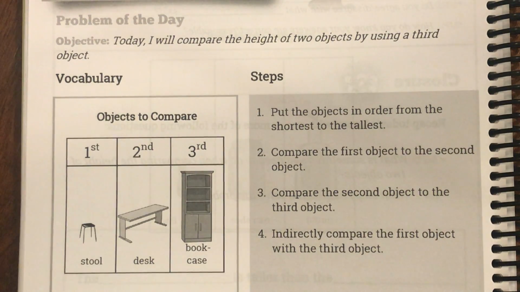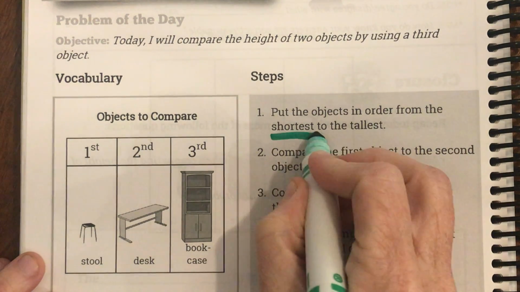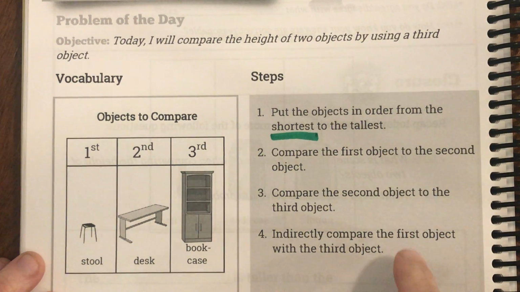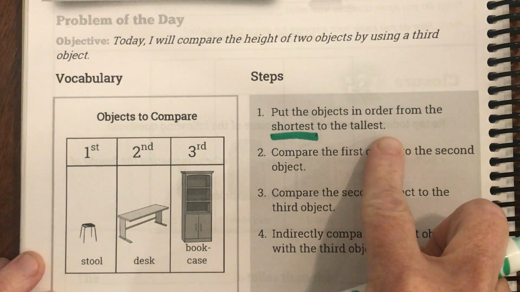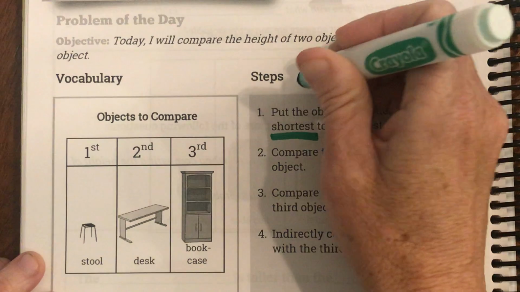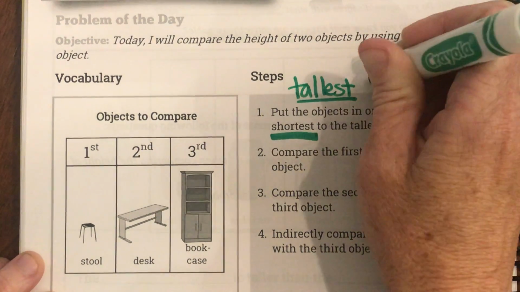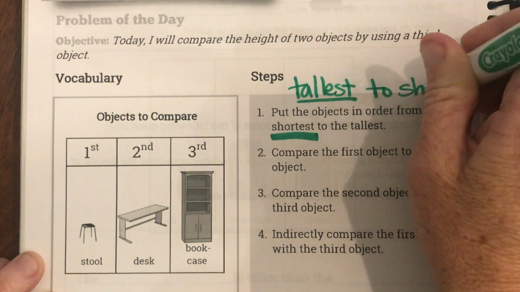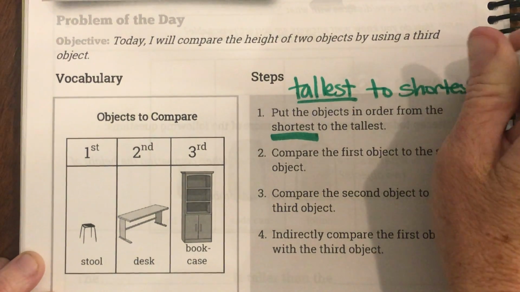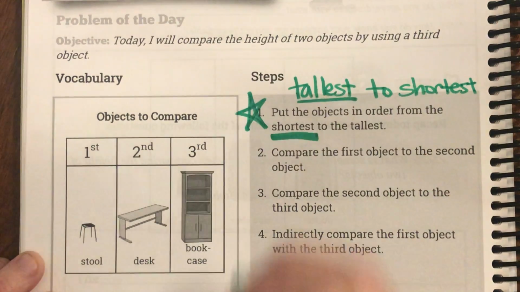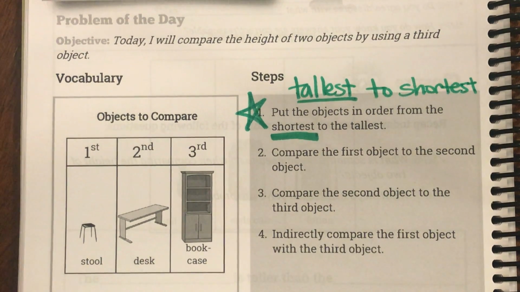And the only thing that we talked about with our steps yesterday is that it says to put the objects in order from shortest to tallest. And remember, yesterday I talked to you about sometimes you're not going to do shortest to tallest though. Sometimes we're going to do tallest to shortest. So we're going to have to look for step one about what our question's asking us.